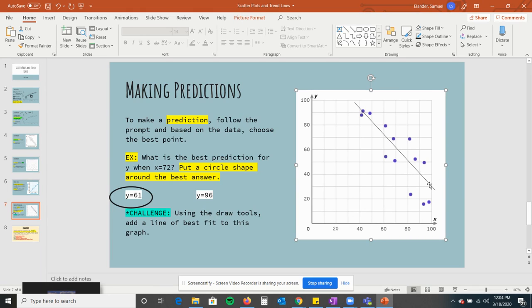If yours looks something like that, then you did a great job and you got your line of best fit. You're trying to split through the cloud of data points to get our trend line there. And we notice this is a negative correlation because as x increases, y decreases, right?